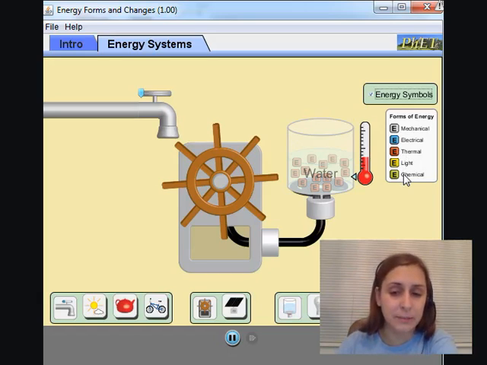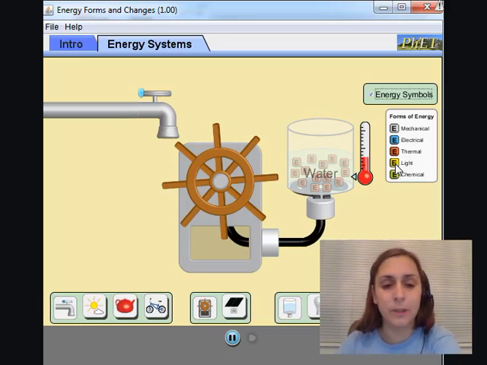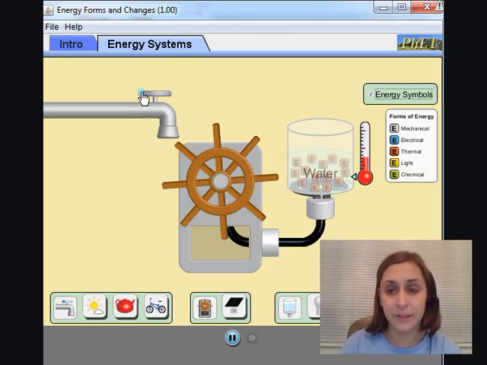Pay close attention because if you just glance, it's hard to tell the light green chemical energy from the yellow light energy. But if you put them in context, only one should make sense at a given time. So, now that we're in the Energy Systems tab and we've got the energy symbols and this key showing to tell us what the forms mean, we can try. Let's see if we can get this turbine to turn with different energy sources. First, we'll try the faucet since it's already here.